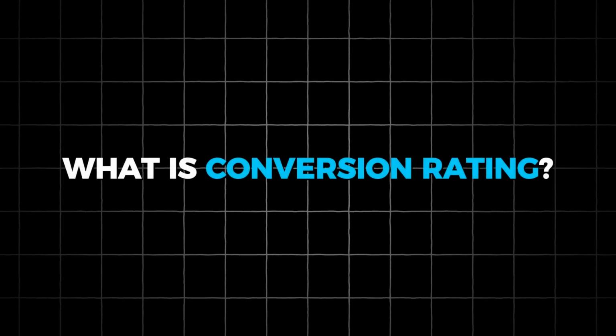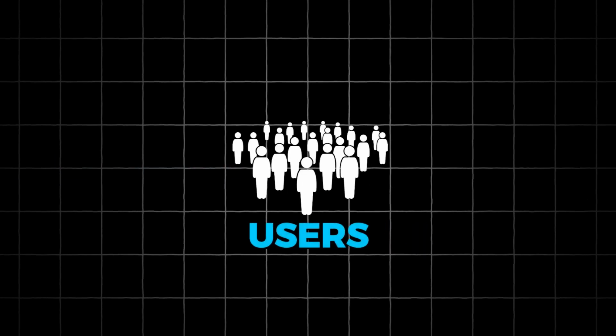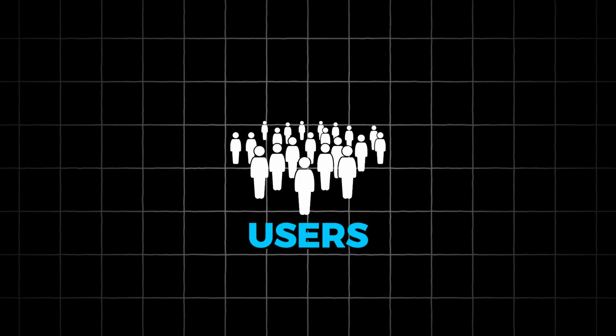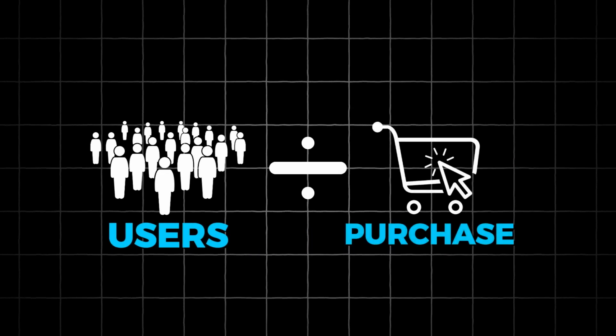What is a conversion rating? So a conversion rating is basically the ratio of visitors or users on your site divided by the amount of times they have purchased. It's ultimately trying to figure out what your odds are of somebody coming in and buying something from your site, and it's coming from existing data.